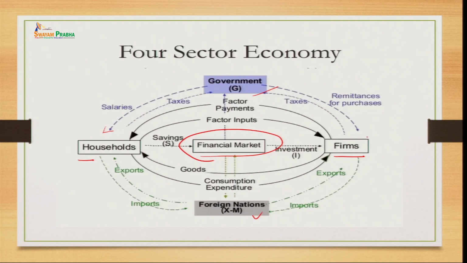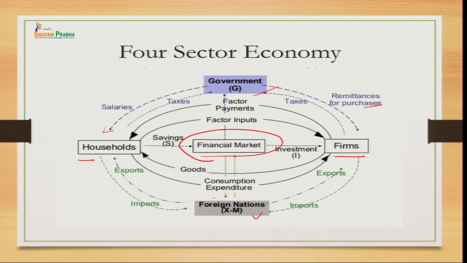Same case if you talk about firms, right, the government provides subsidies to the firm for the growth and development of the firm and the growth and development of the economy. So, the subsidies which are being provided by the government to the firm come from the government to the firm, and again whatever goods and services they are producing, they need to pay taxes to the government for the same, right.